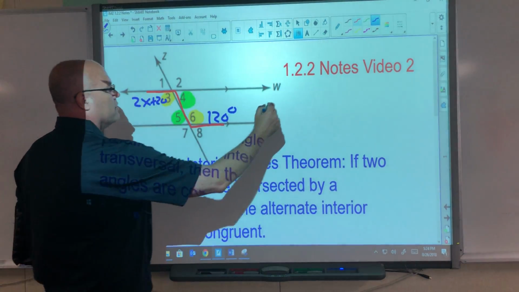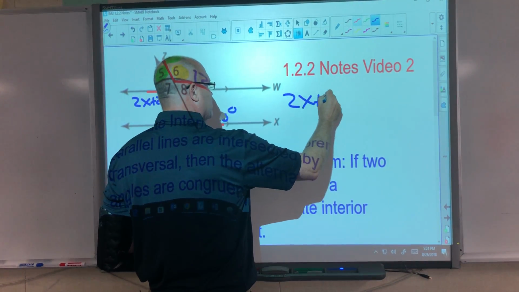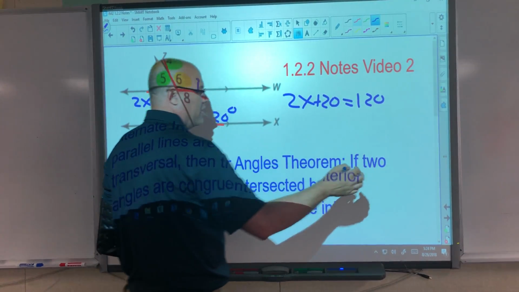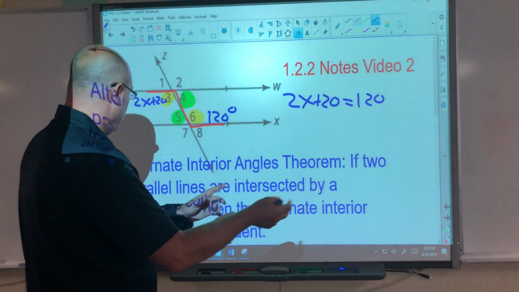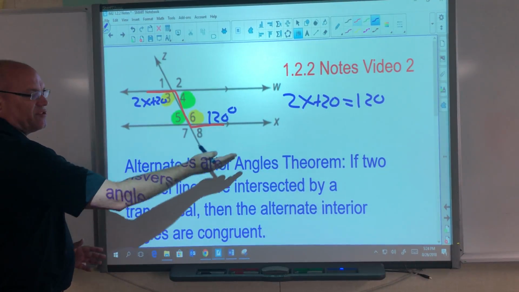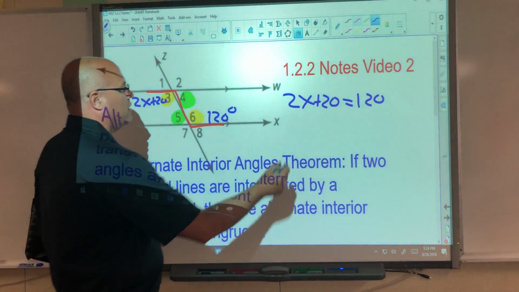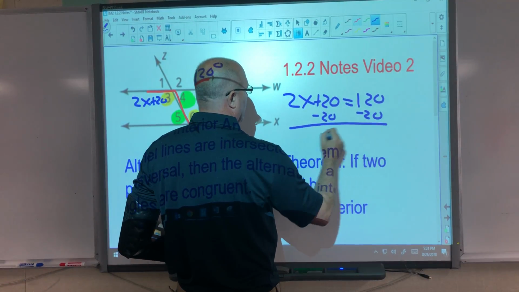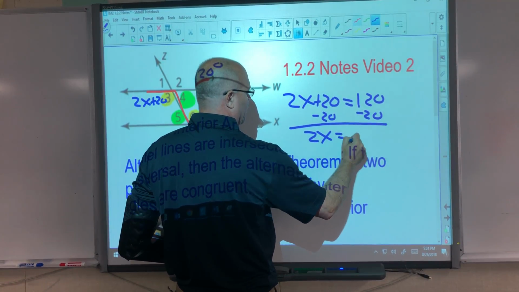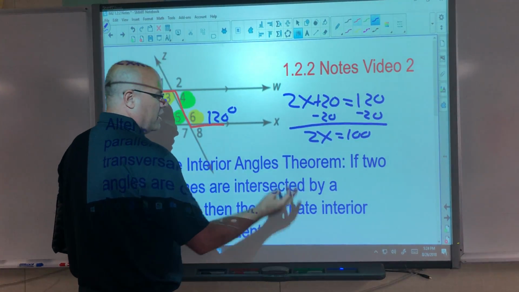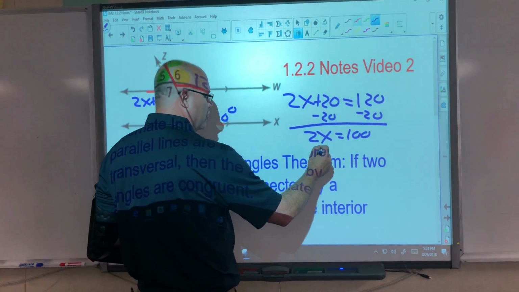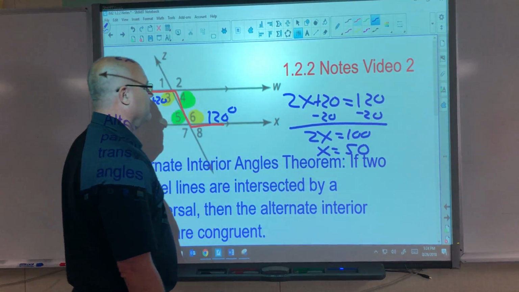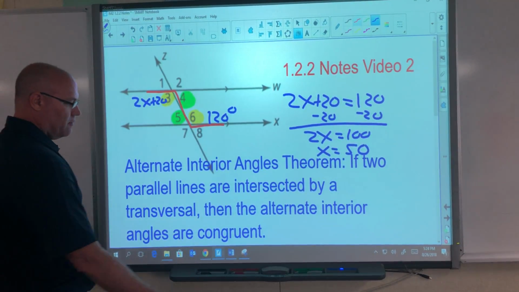And you'll go, okay, 2x plus 20 equals 120. Why can you write the equation that way? Alternate interior angles theorem. That will be your justification. So then we solve the equation, subtract 20 from both sides, and we get 2x equals 100. You divide both sides by 2, and you get x equals 50. That would be your solution.